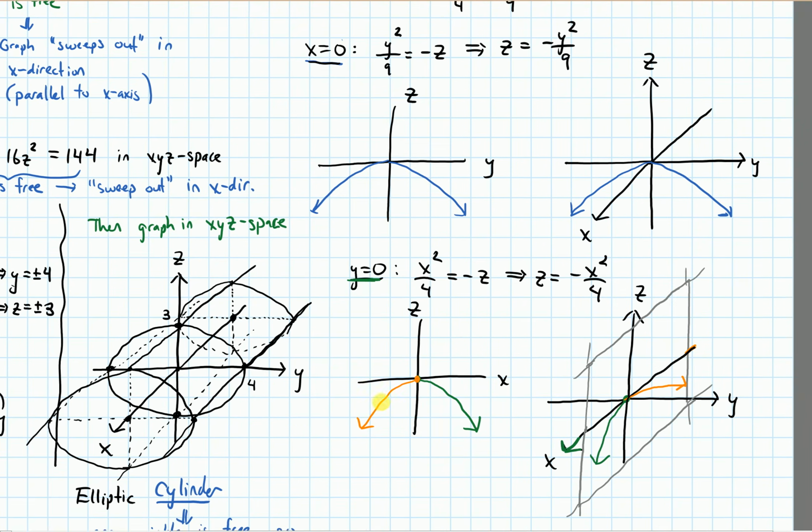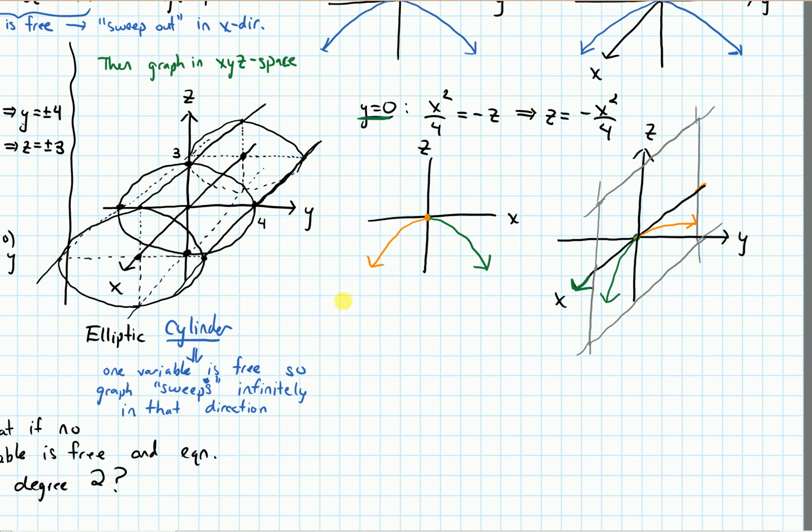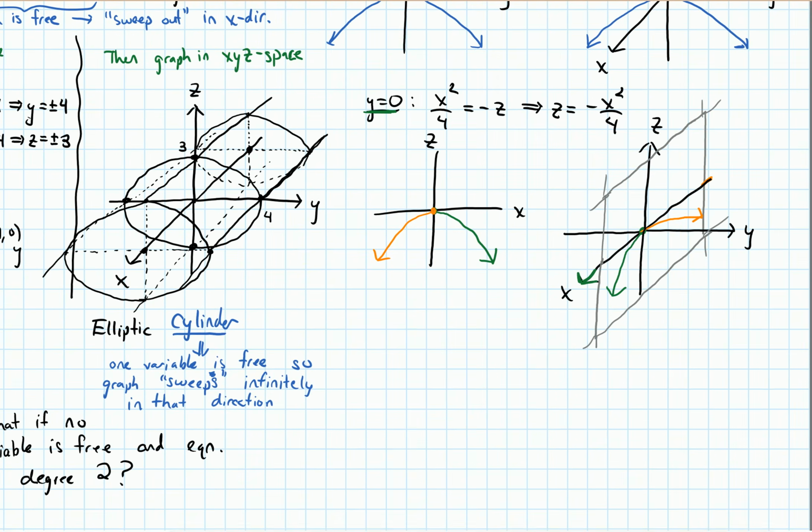Alrighty, so let's look at some more cross sections. So I just have 2 cross sections so far. Let's look at some more. So next, let's set z equal to 0. So if we do z equal to 0, we get x squared over 4 plus y squared over 9 equals 0.